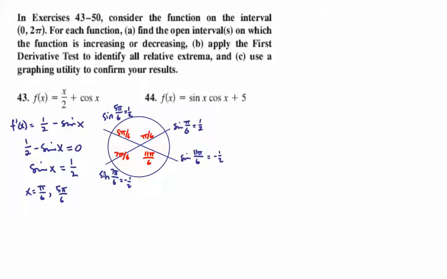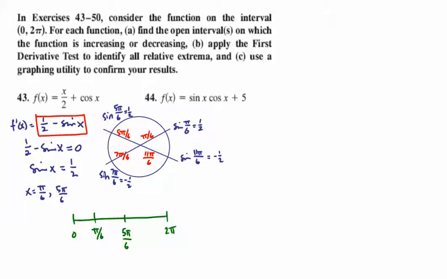Alright, so we're ready to make our sine chart. We have two critical numbers there, pi over 6. Actually, because we're going from 0 to 2 pi, we can start and end there, and 5 pi over 6 is somewhere around the middle. So we know first of all that we're going back to the derivative function here. So let's highlight our derivative. The derivative is 1/2 minus sine x.